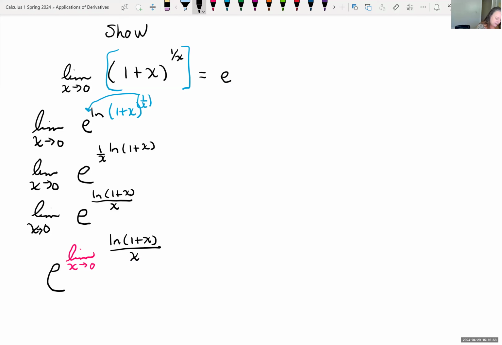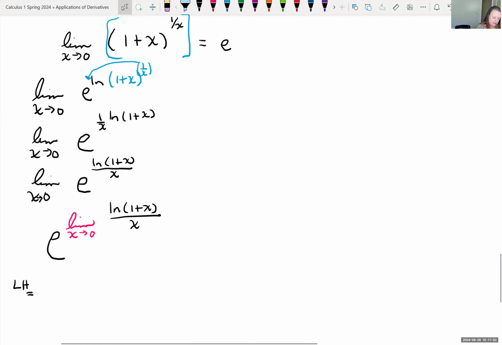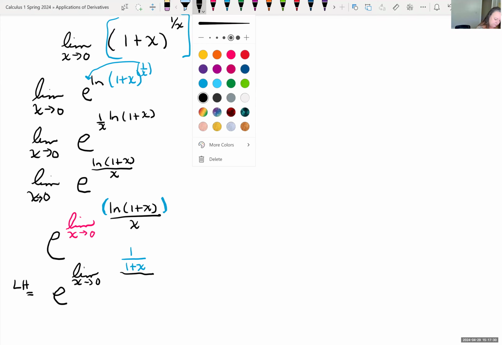So using L'Hopital's rule here, we have e to the limit as x is approaching 0. The derivative of our numerator, well, the derivative of a natural log is 1 over what you're taking the natural log of, 1 plus x, times the derivative of the inside, which is just 1, all divided by the derivative of x, which is 1.